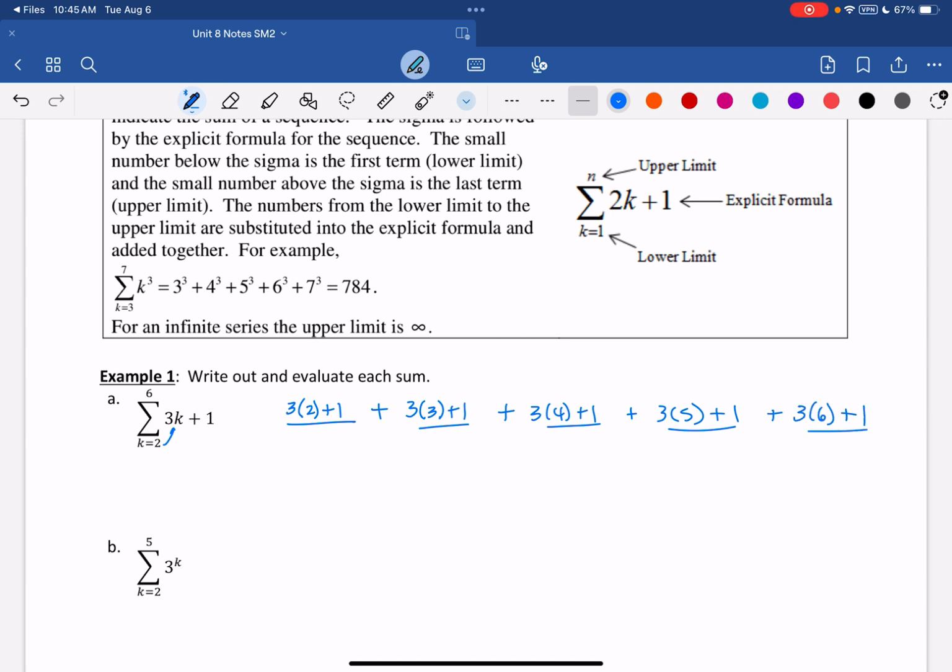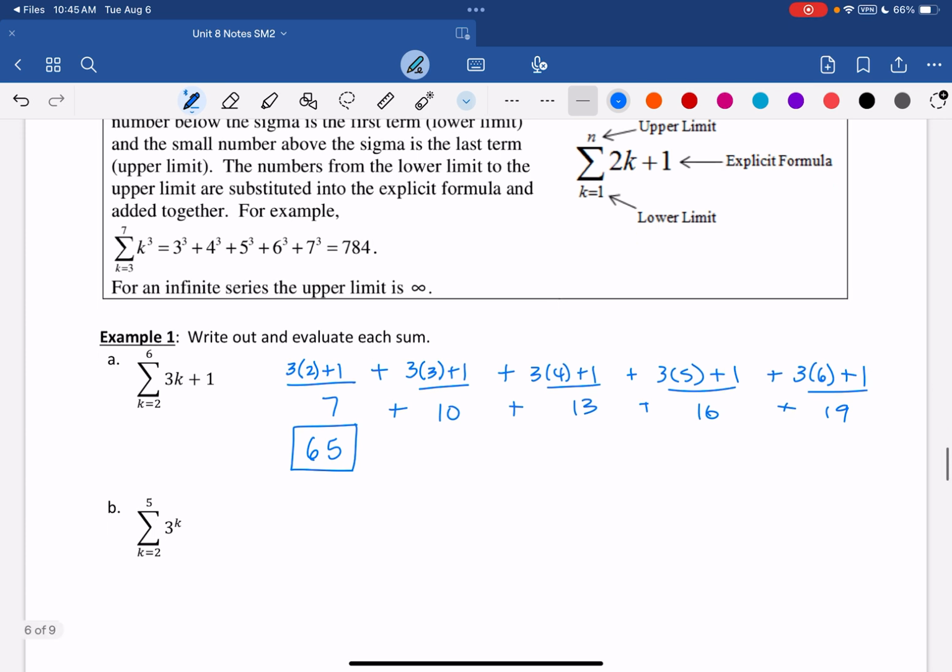So that is where our k equals 2 told us where to start, and the 6 told us where to end. That would be 7 plus 10 plus 13 plus 16 plus 19. When we add those, we get 65. So the sum of that finite sequence that they gave us is 65.